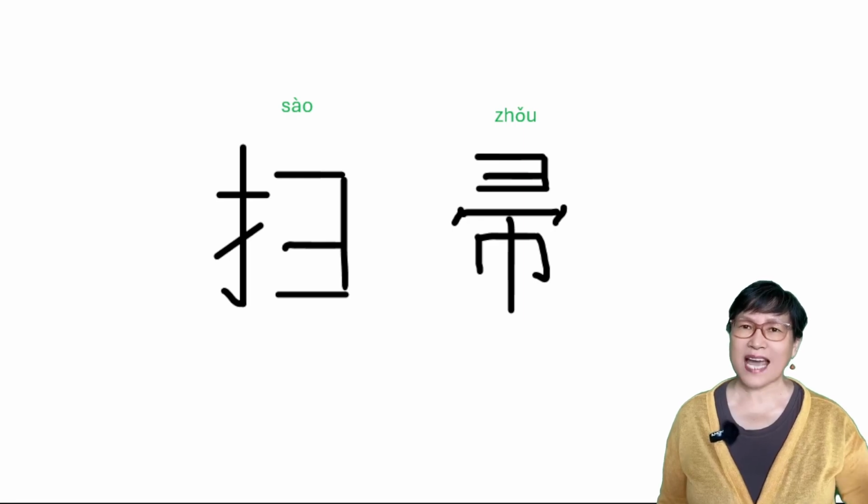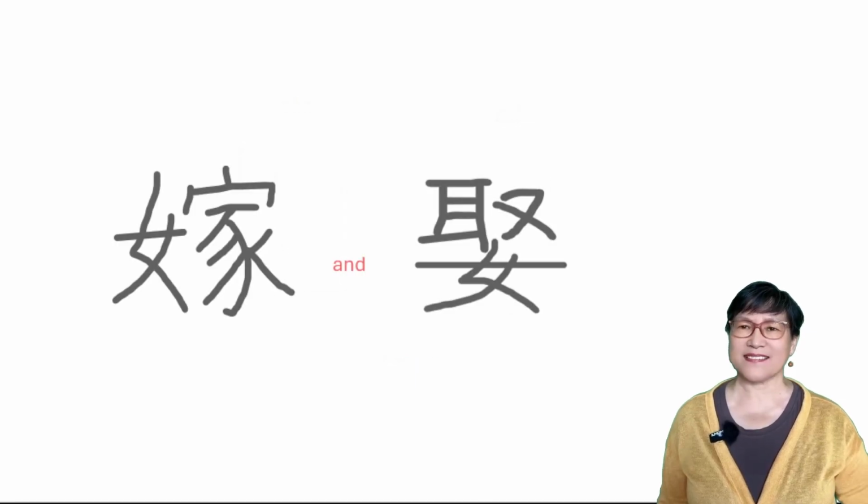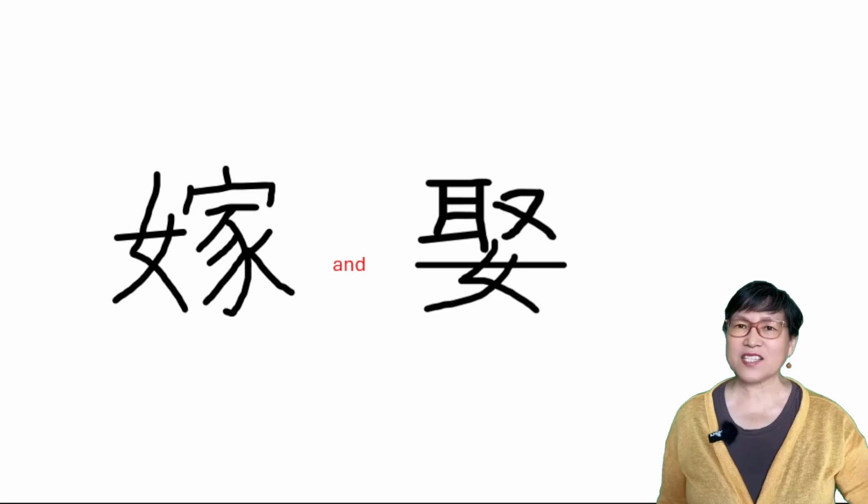Today, this two-character word 扫帚 means broom in modern Chinese. Now, let's get back to female-related characters. Chinese has two different characters for marriage, 嫁 and 娶. These two characters reflect traditional Chinese views of marriage.